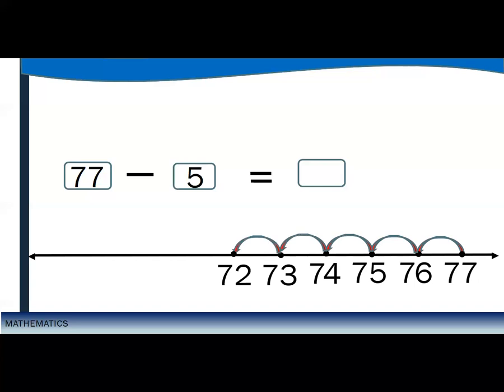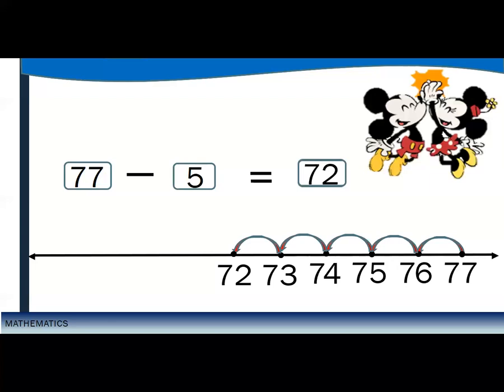Counting back 5 from 77, we have 72. Boys and girls, is that what you got for your answer? Awesome. So we stopped at 72. Therefore, 77 subtract 5 equals 72. Boys and girls, if you got 72 for your answer, you deserve a high five.